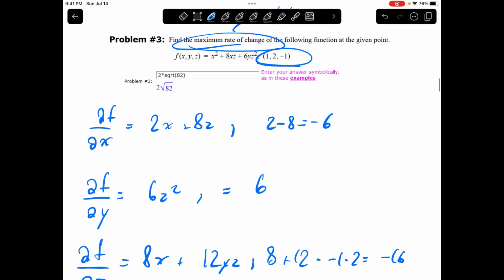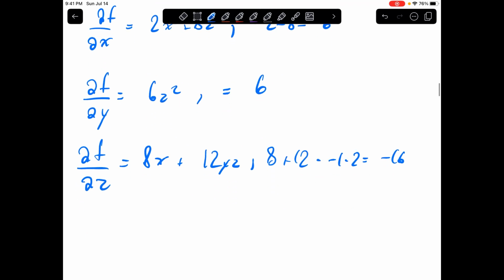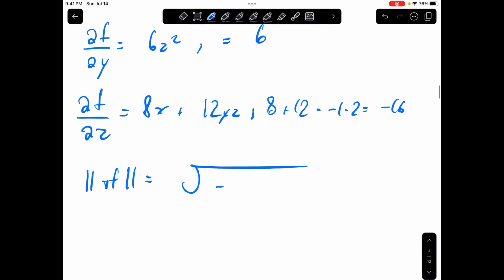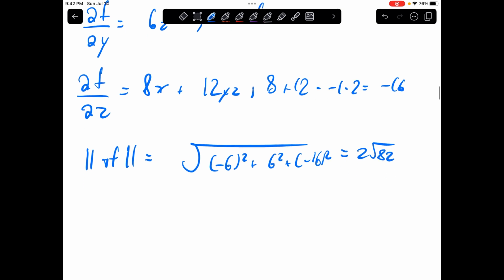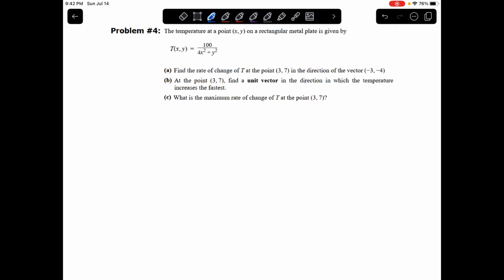Okay? And we want the maximum rate of change. So we're going to evaluate the norm of this. If you're looking for the maximum rate of change, it's going to be the norm of the gradient of f, which equals, after everything's plugged in, negative 6 squared plus 6 squared plus negative 16 squared, equals 2 root 217. Oh, 2 root 282. There we go. Okay, going on to 4. A little bit longer.